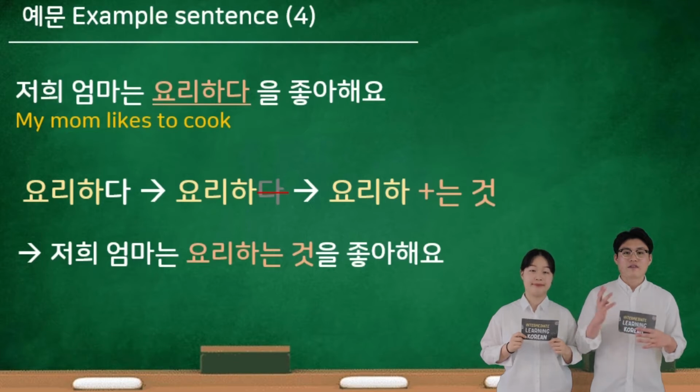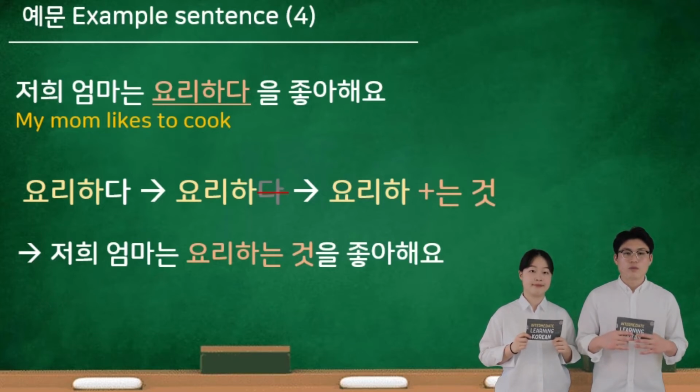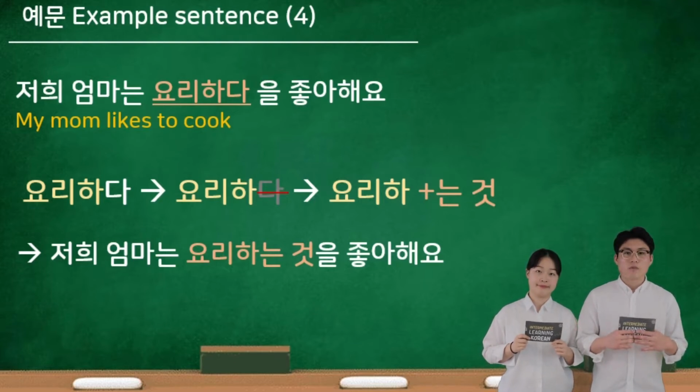Yeah, this is the fourth example sentence. 저희 엄마는 요리하다를 좋아해요. When we remove 다 from the verb 요리하다, we can use 는 것. So it becomes 저희 엄마는 요리하는 것을 좋아해요.